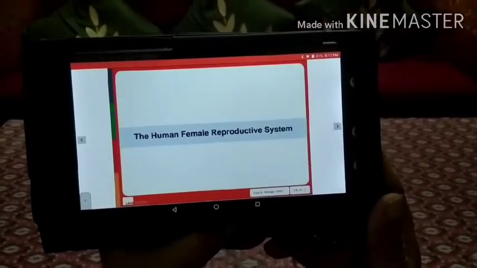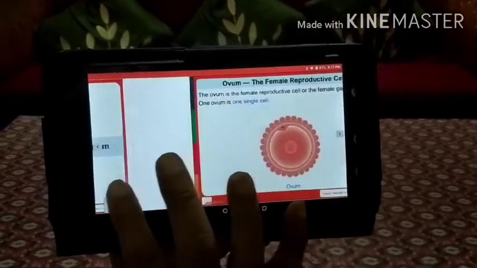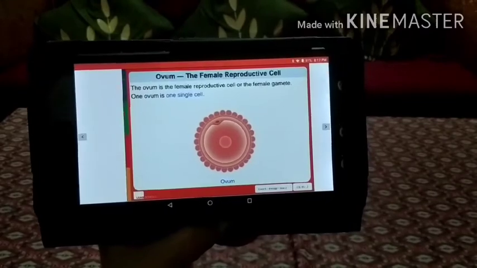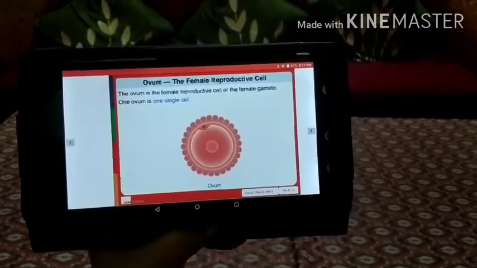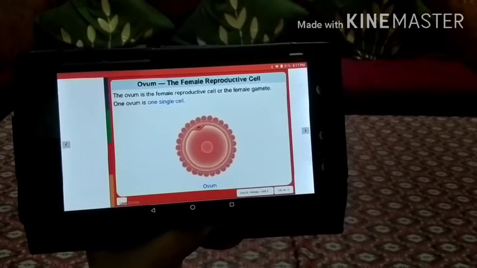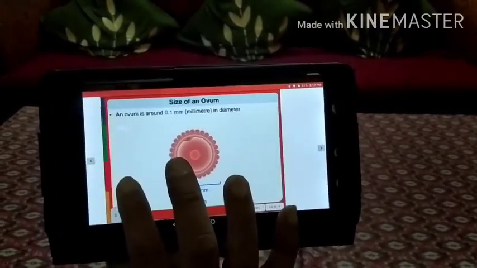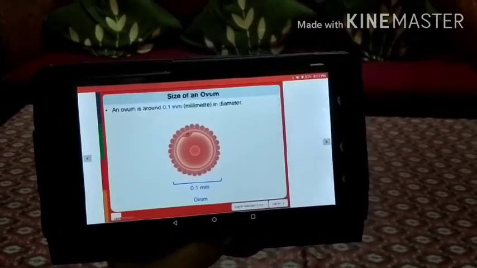Students, now we will discuss the human female reproductive system. The ovum is the female reproductive cell or the female gamete. One ovum is one single cell. An ovum is around 0.1 millimeter in diameter.